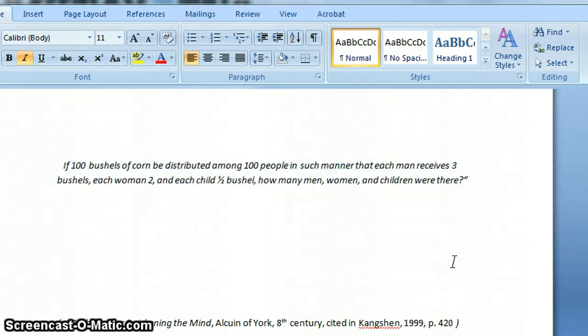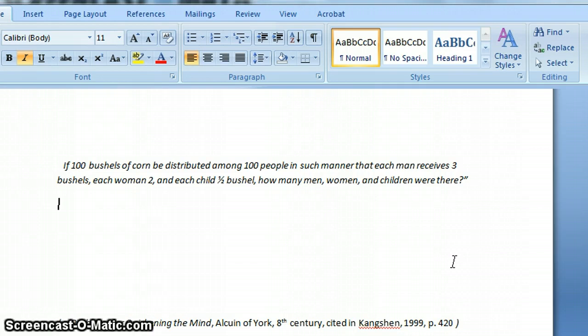If 100 bushels of corn are distributed among 100 people in such a manner that each man receives 3 bushels, each woman 2, and each child half a bushel, then how many men, women, and children were there? I have taken this problem from the 8th century.